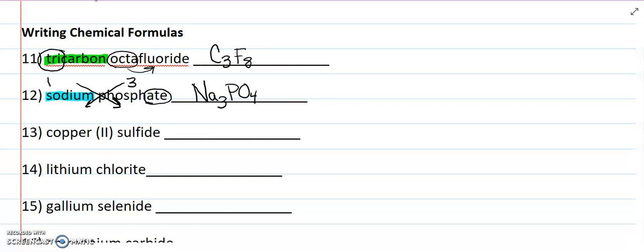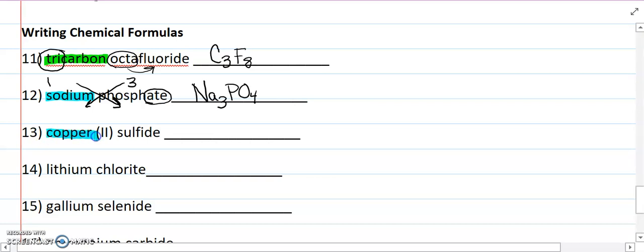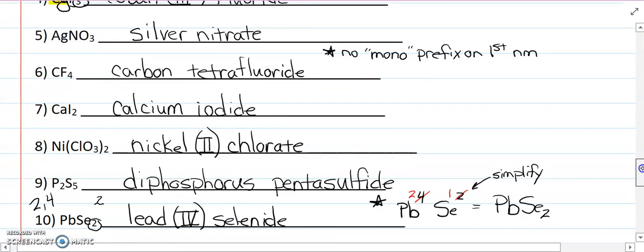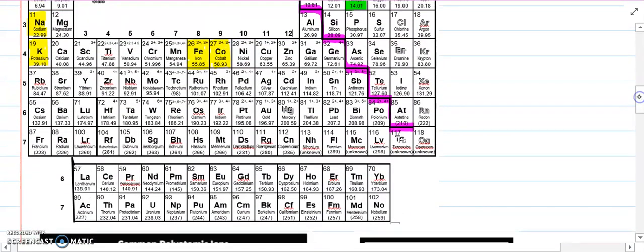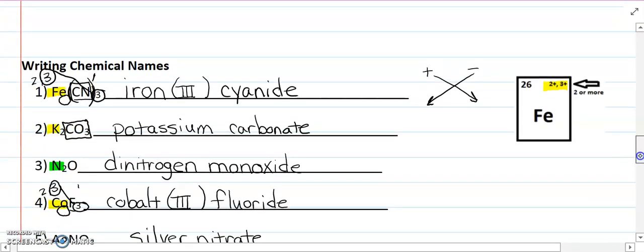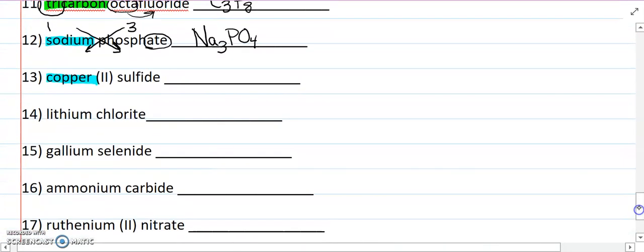So I have copper, and copper is going to be a metal. So when I go up to my periodic table to find copper, and copper's here, it can have a 1 or a 2 charge. So copper will give me a Roman numeral to tell me what its charge actually is. So I have copper, which is Cu, and this charge is to tell me that it is a 2 plus. I have to make sure I'm paying very close attention to my endings.